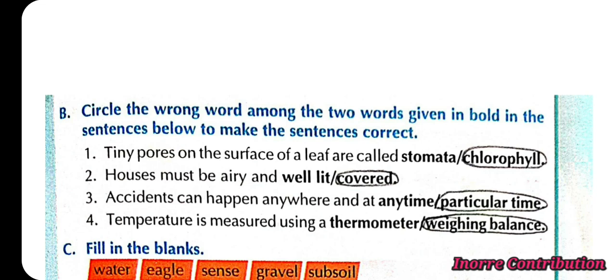Second, houses must be airy and well lit. Well lit means पर्याप्त रोशनी आनी चाहिए, अंधेरा सा नहीं. Third, accidents can happen anywhere and at any time. Fourth, temperature is measured using a thermometer.